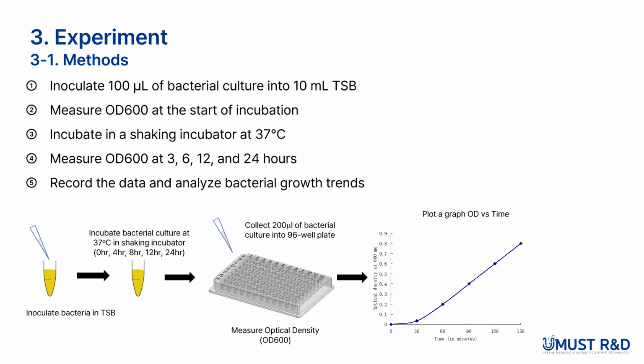Now, let's look at the experimental setup for measuring bacterial growth. First, inoculate 100 microliters of bacterial culture into 10 milliliters of TSB. Measure OD600 at the start of incubation. Incubate the culture in a shaking incubator at 37 degrees Celsius. Measure OD600 at 3, 6, 12, and 24 hours to track growth. Record the data and analyze bacterial growth trends based on OD600 values.